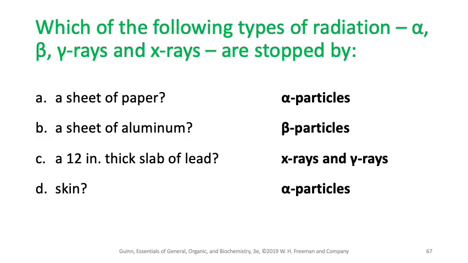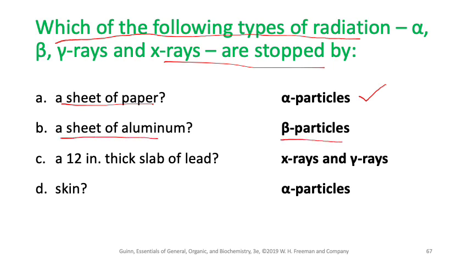So let's take an example, whatever we learned on the ionizing radiation till now, and let's try to solve this problem. Which of the following types of radiation, alpha, beta, gamma or X-ray, are stopped by a sheet of paper? Alpha particle, because of the size. A sheet of aluminum, we learned the beta particle, we need a sheet of aluminum, right? It cannot be stopped by skin or a piece of paper. Then if you have a thick slab of lead, X-rays and gamma rays. Skin, because of the large size, skin can also stop the alpha particle.